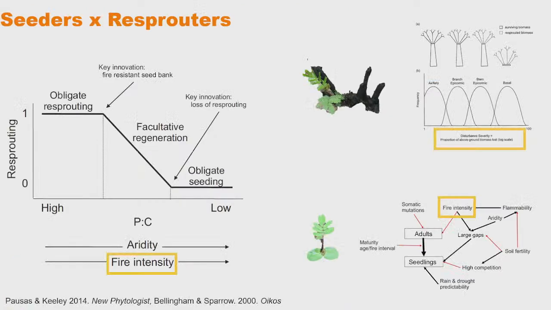These strategies have been studied a lot in different flammable systems, mostly in Mediterranean systems. We know that in some systems it will depend on whether fire frequency or intensity is higher or lower, so we're going to have more seeders or more resprouters. But I want to call your attention to how fire severity and frequency can affect how plants resprout after fire events, and how it also affects post-fire germination.